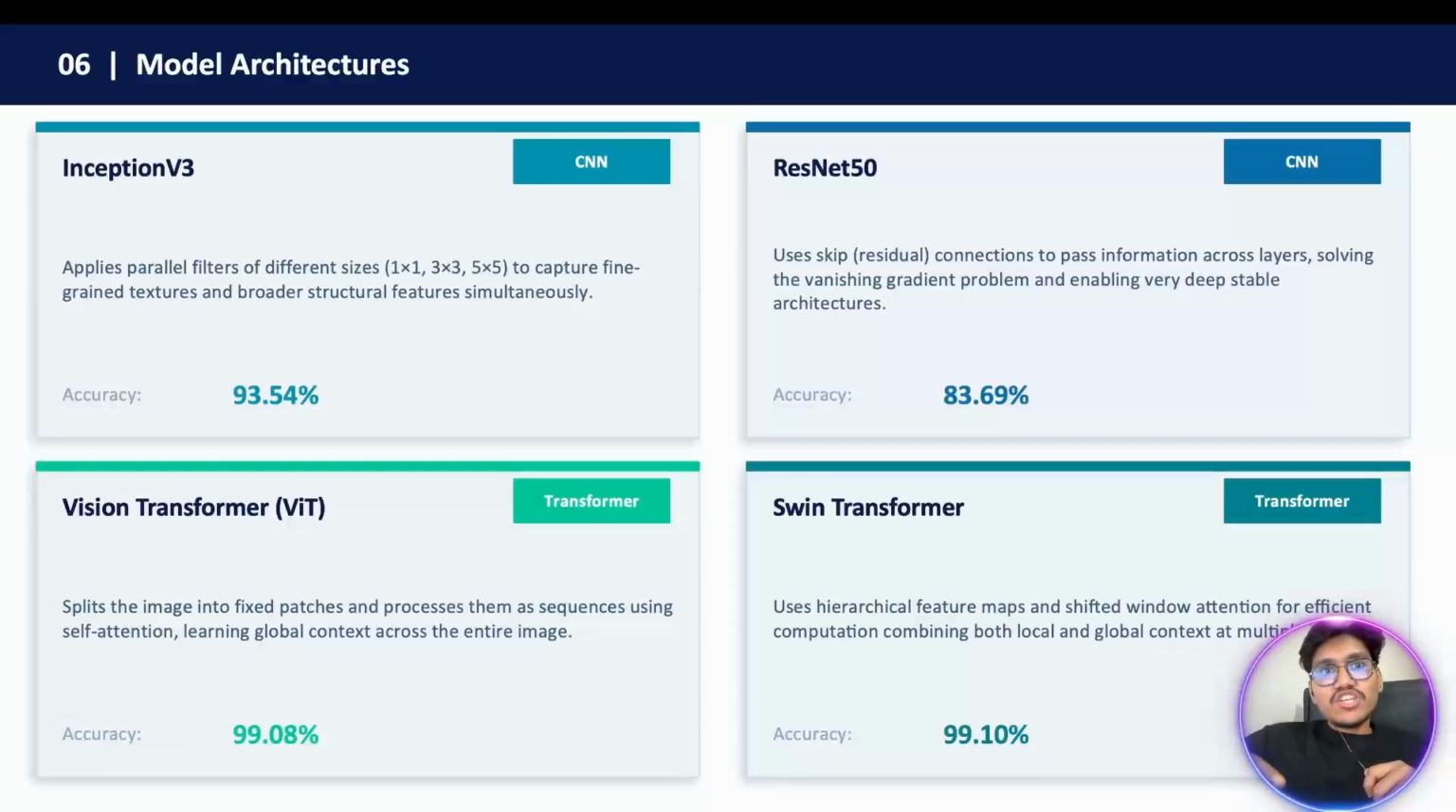The shifted window mechanism between consecutive layers allows information to flow between neighboring windows, capturing both local and global context efficiently. Its accuracy in this study was 99.10%, the highest of any single model.